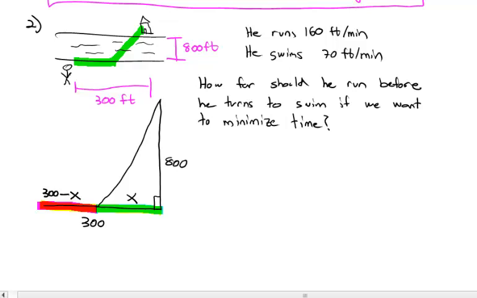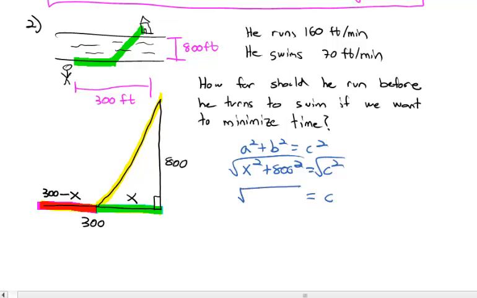We are also interested in the distance he travels diagonally, which is the hypotenuse of a right triangle. And we know for a right triangle, a squared plus b squared equals c squared. So if we do x squared plus 800 squared, that's going to equal c squared. Take the square root of both sides, and c is equal to the square root of x squared plus 800 squared. Those are our distances.